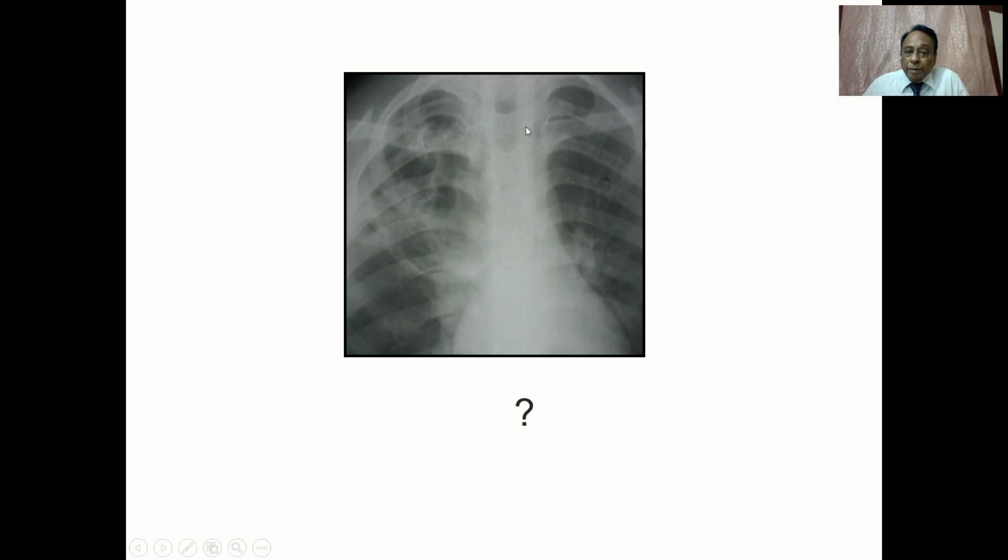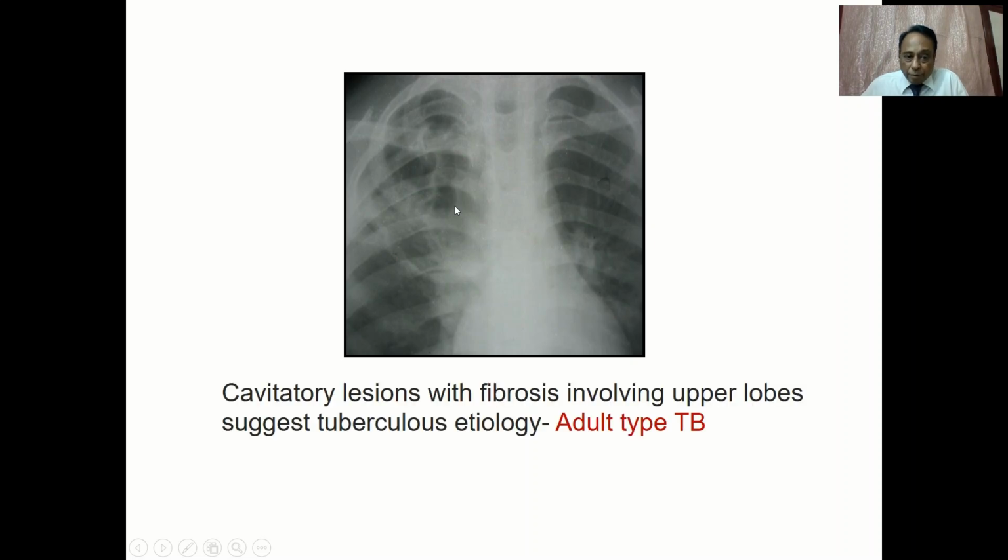Here you can see the apices. Look at the left and right, and in the right apex you can see a cavity as well as some infiltrates. It is called fibrocaseous lesions. Cavity lesions with fibrosis typically suggest tuberculosis etiology, that is adult type of TB.